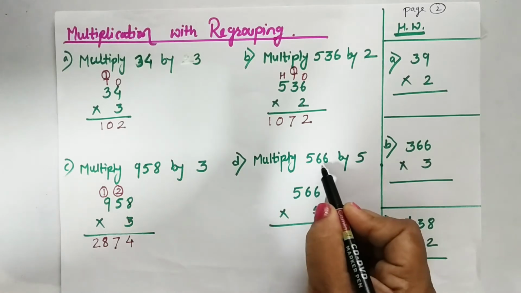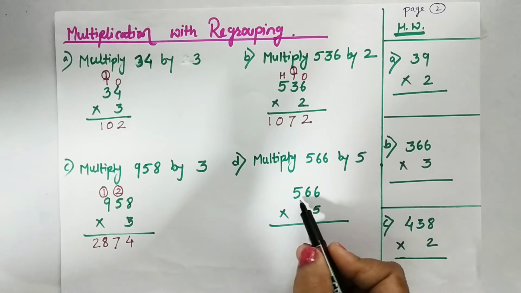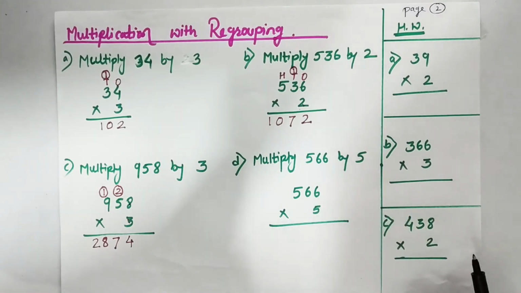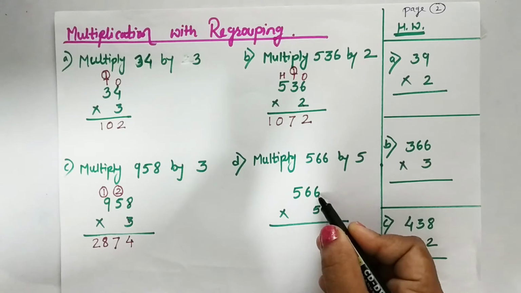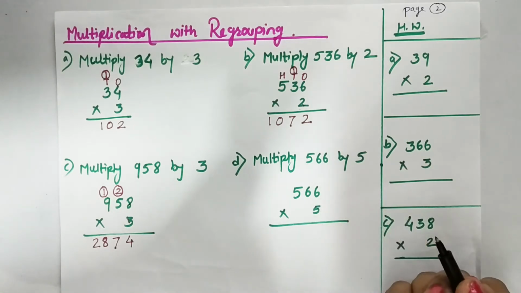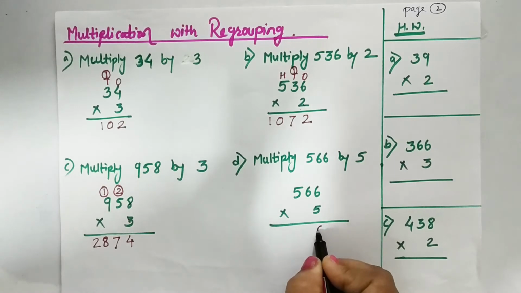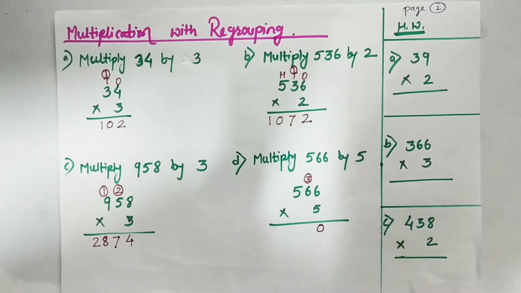Multiply 566 by 5. Again write the numbers. And where will you write 5? Below the ones place. And this is the multiplication sign. So start from the ones place. Now 5 6s are 30. So 0 you will write and 3 you will give to the tens place.